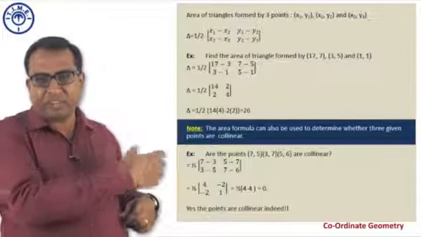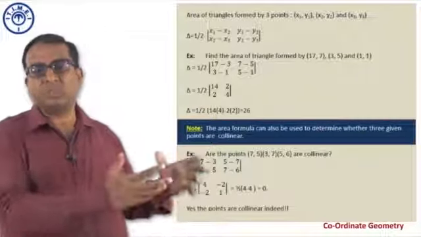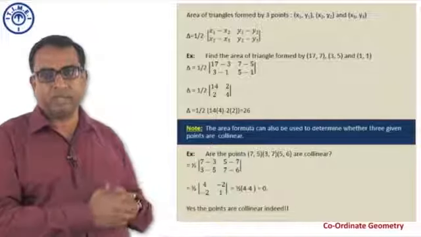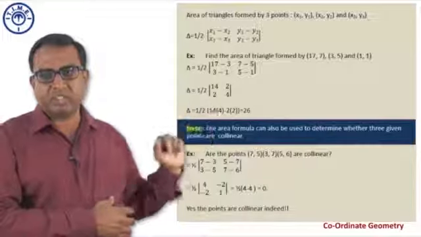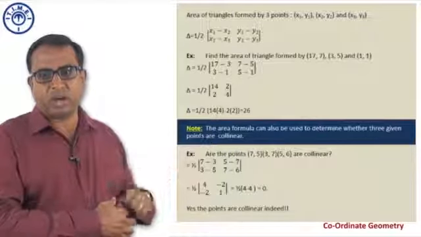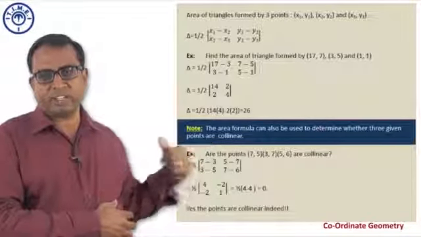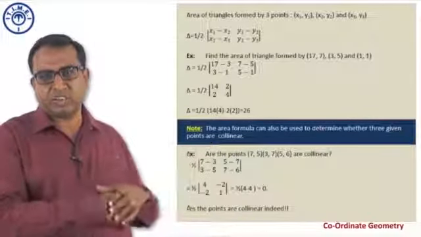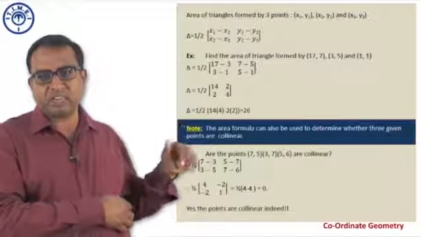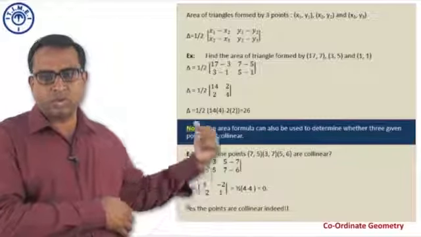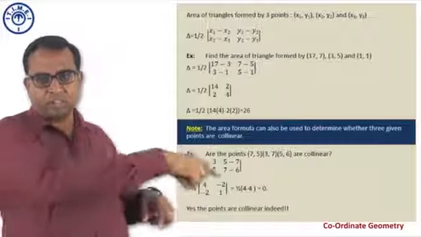Say you want to find the area of the triangle formed by 17, 7, 3, 5 and 1, 1. Suppose these are the 3 points. First thing is half of 17 minus 3, 7 minus 5, 3 minus 1 and 5 minus 1. That is x1 minus x2, y1 minus y2, x2 minus x3, y2 minus y3. That's precisely what we have done. Now 17 minus 3 is 14 and 7 minus 5 is 2 and 3 minus 1 is 2, 5 minus 1 is 4.